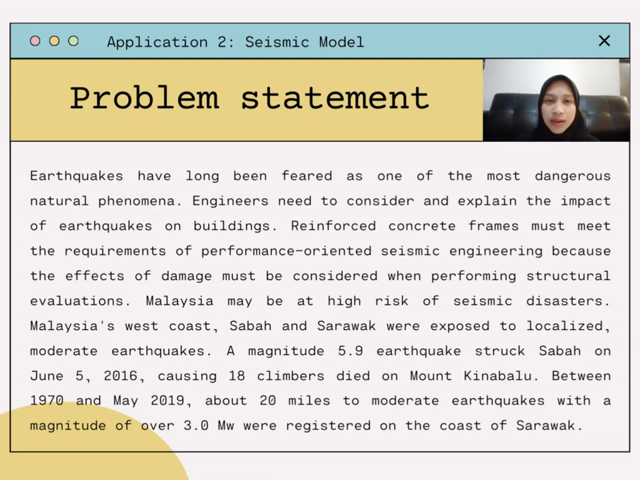Malaysia's west coast, Sabah and Sarawak, were exposed to localized moderate earthquakes. Between 1970 and May 2019, about 20 moderate earthquakes with a magnitude of over 3.0 Mw were registered on the coast of Sarawak, and a magnitude 5.9 earthquake struck Sabah on June 5, 2016, causing 18 climbers to die on Mount Kinabalu. Damage caused by this earthquake includes rockfalls, landslides, and also cracks in buildings.